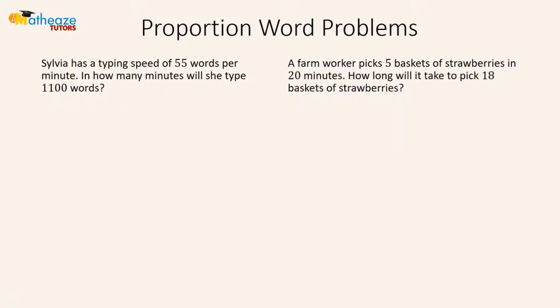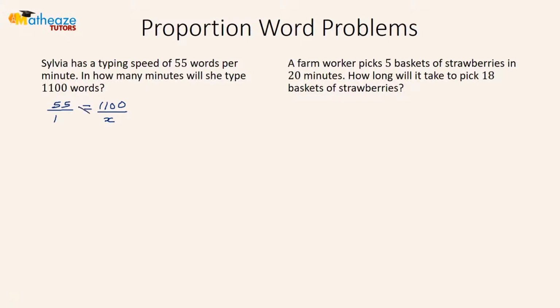Now let's look at some other word problems. Sylvia has a typing speed of 55 words per minute. So she has 55 words for every minute. How many minutes will she type 1,100 words? So we want to find out how many minutes she can type 1,100.